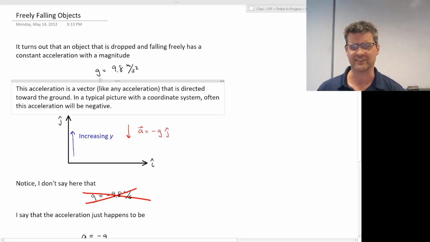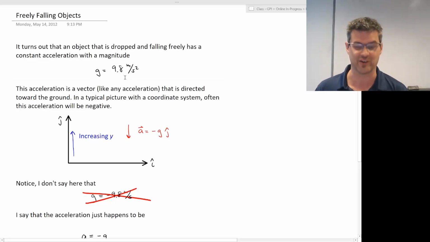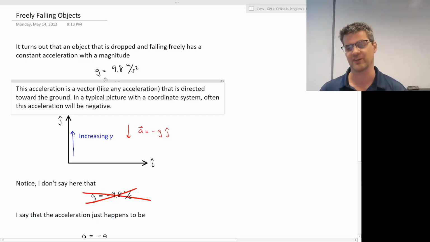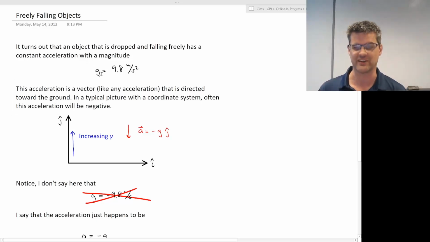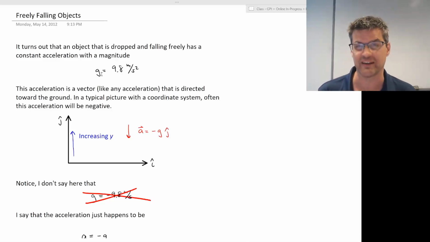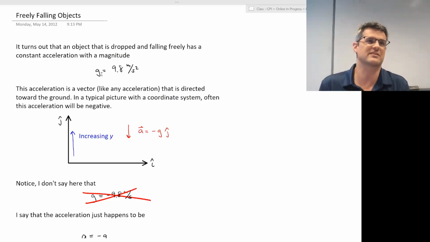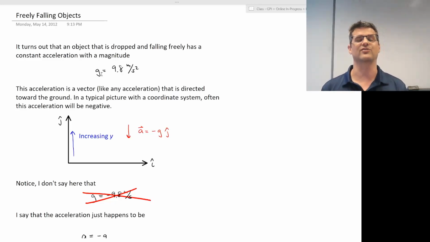It is called the acceleration due to gravity here on Earth, and near the surface of the Earth, the magnitude of this acceleration is called little g. Little g is 9.8 meters per second squared. It's actually a very large acceleration, 9.8 meters per second squared. It is huge. But, that being said, little g is a special acceleration.